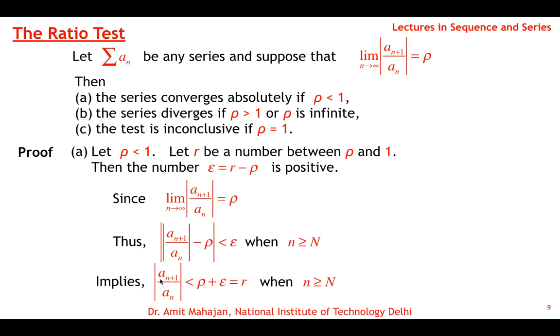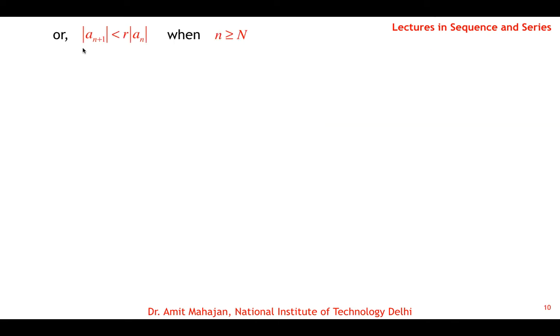From here we can write that the absolute value of a_(n+1) is less than r times the absolute value of a_n, taking a_n to the other side. This holds for all n greater than or equal to this integer capital N. So if we plug in n as capital N, and then capital N plus 1, because this holds for every n greater than this, it holds for capital N, it holds for capital N plus 1, it holds for n value as N plus 2, N plus 3, and so on.